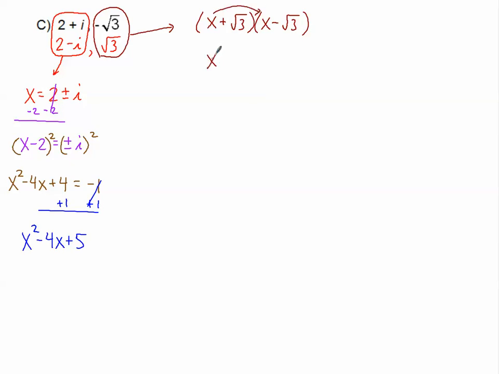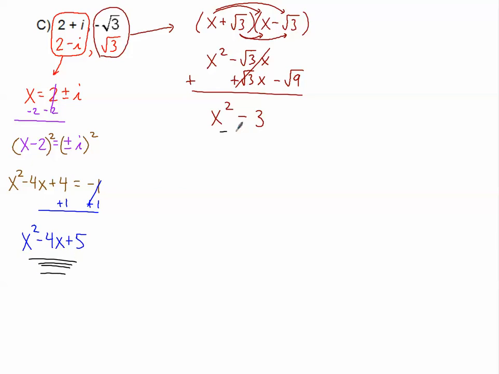x times x is x squared. x times negative square root of 3 is negative square root of 3 with an x. And don't worry about that because the next one's going to be the exact opposite. So they will cancel away. And positive square root of 3 times negative square root of 3 becomes negative square root of 9. Let's add this together. These cancel away. And I have x squared minus, well, the square root of 9 is just 3.